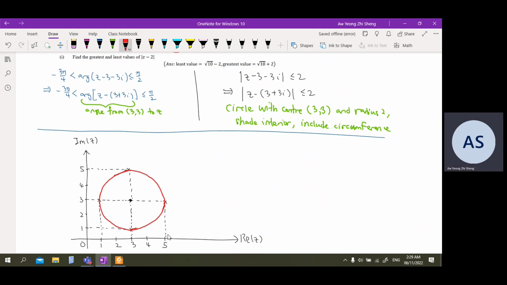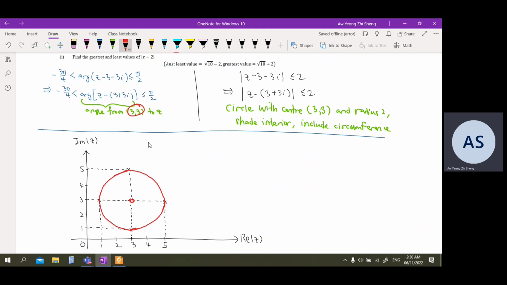Okay. We should shade the interior, but we'll not shade yet because we still need to satisfy the other inequality. To satisfy the other inequality, it will need a half line starting from 3, 3, which means the center of the circle, which happens to be also 3, 3. It should be drawn using an empty dot. So I should draw an empty dot here.